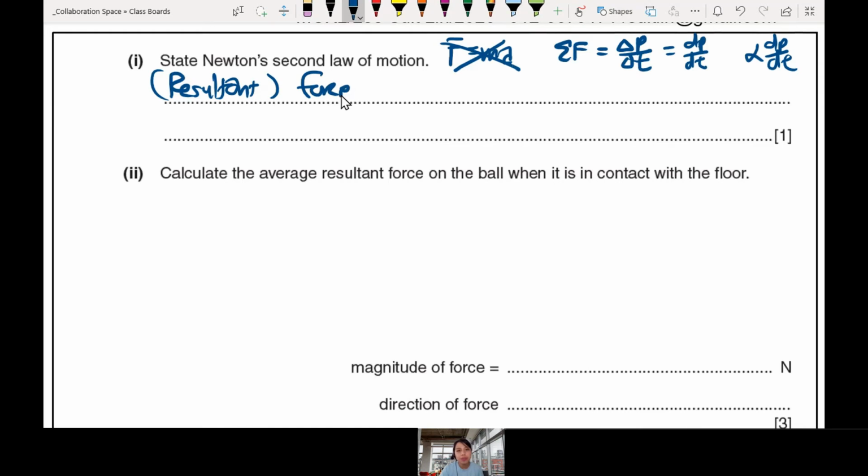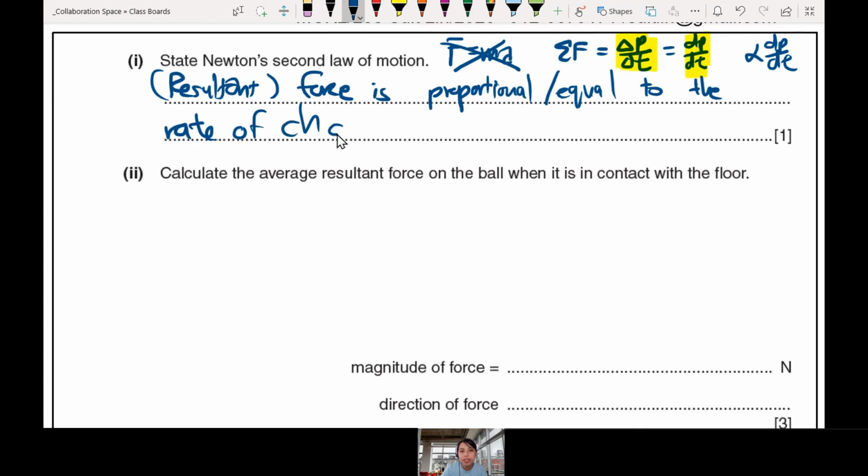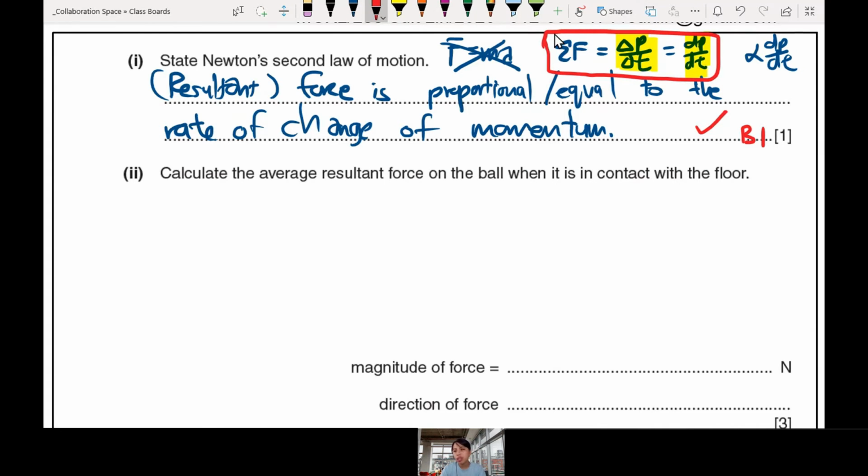Resultant force is proportional, or you can say equal to, what? Rate of change of momentum. This thing, or this thing. The rate of change of momentum. This one only correct. Must say the whole thing. If you write F equals ma, not the original, cannot.